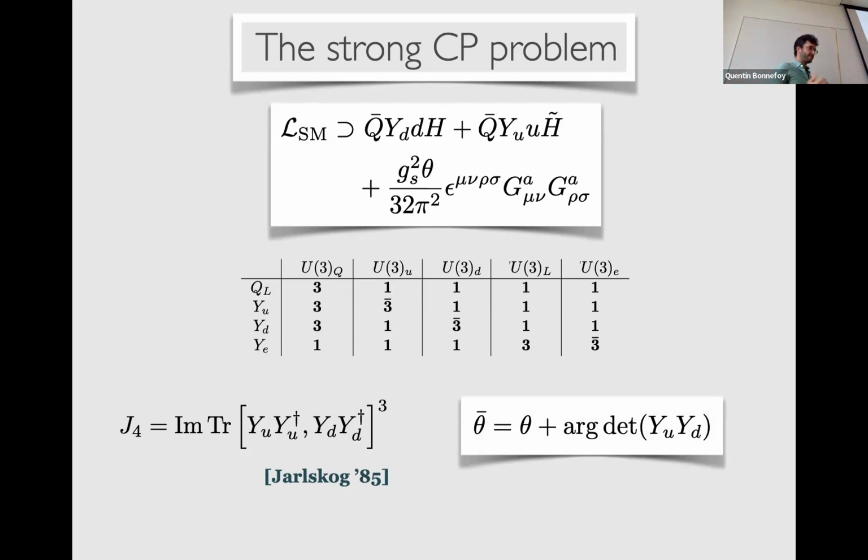So a priori in the Standard Model, you have these two independent sources of CP violation, one which we've observed to great accuracy, and which is one of the great successes of the Standard Model, and the other one which we haven't seen at all. And that second part is what we call the strong CP problem.